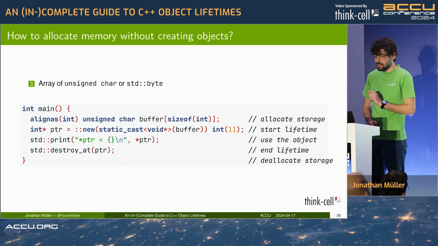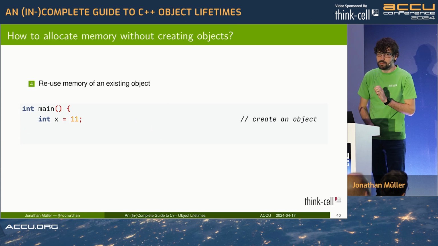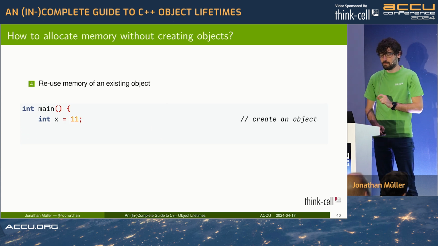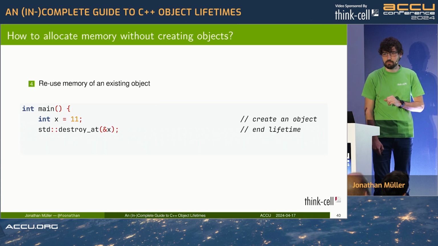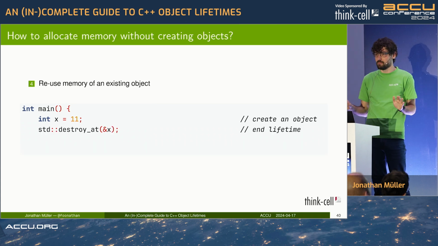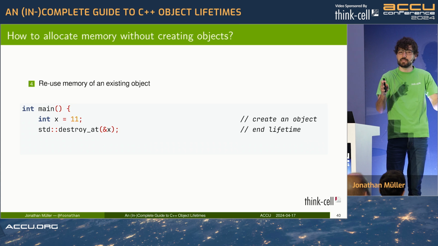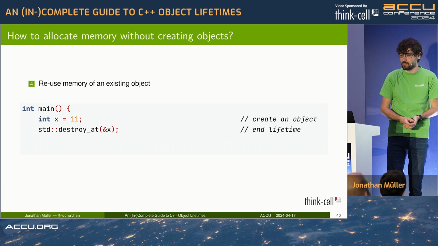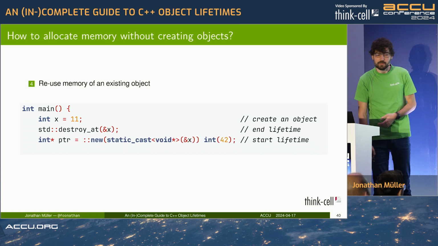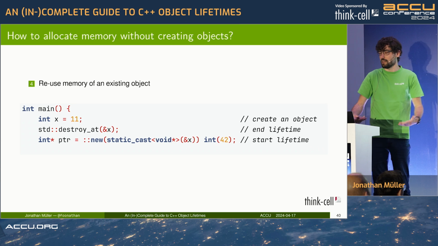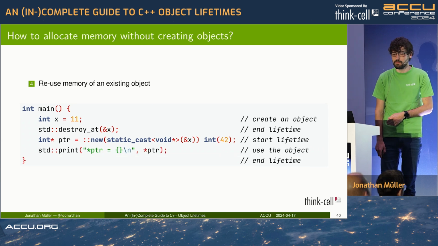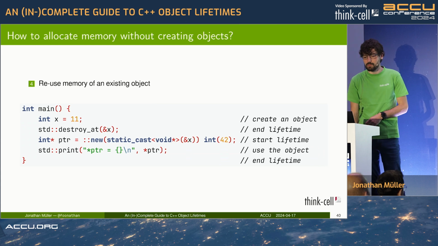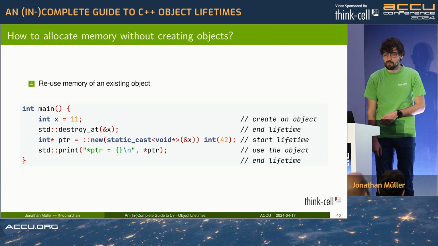Now the interesting thing is this one. We can also reuse the memory of an existing object. Here we've got our int. We then destroy it. Now we don't have an int anymore, we just have some space where an int object used to live. We can then use placement new to create a new int object in there, and then we can just use that. And then when the int gets destroyed, the lifetime ends.